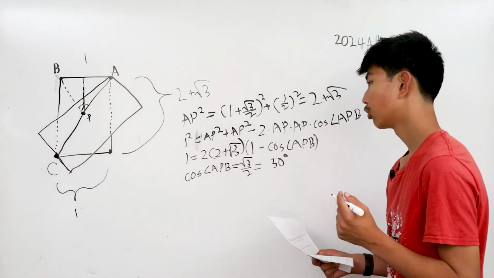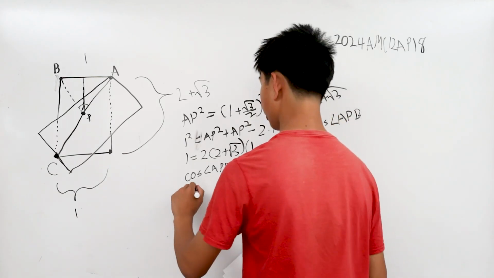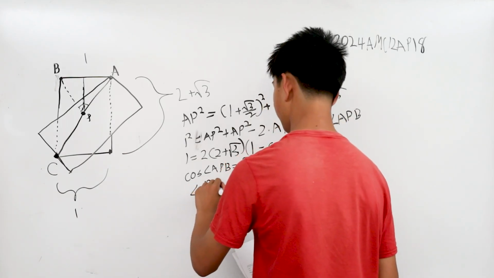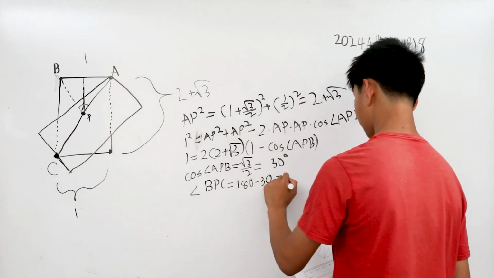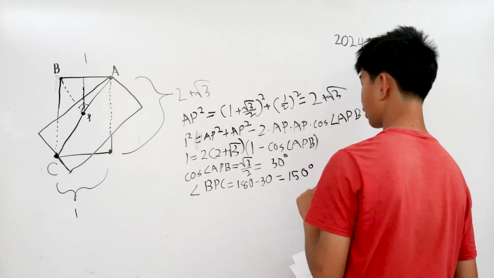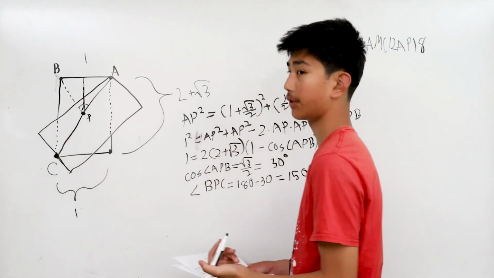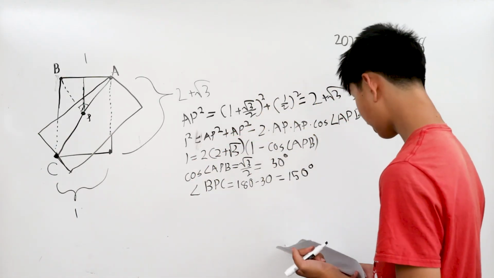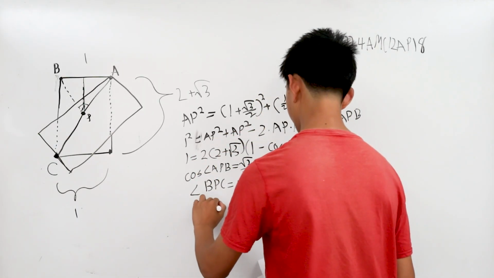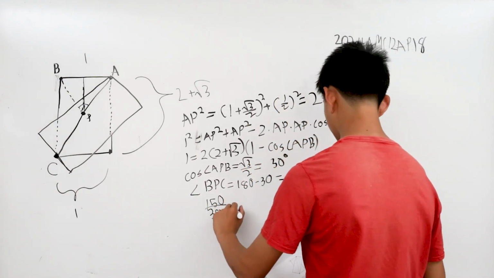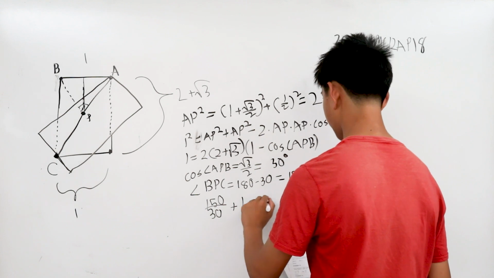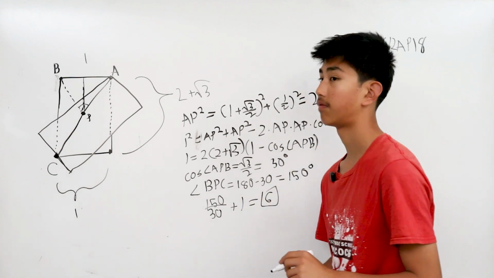So therefore, angle BPC is 180 minus 30, which is 150 degrees. So we have 150 degrees left to fill. Then we do 150 divided by 30 degrees. This is how many more cards are needed. Plus the one initial card gives us 6 cards. That's our answer for this problem.